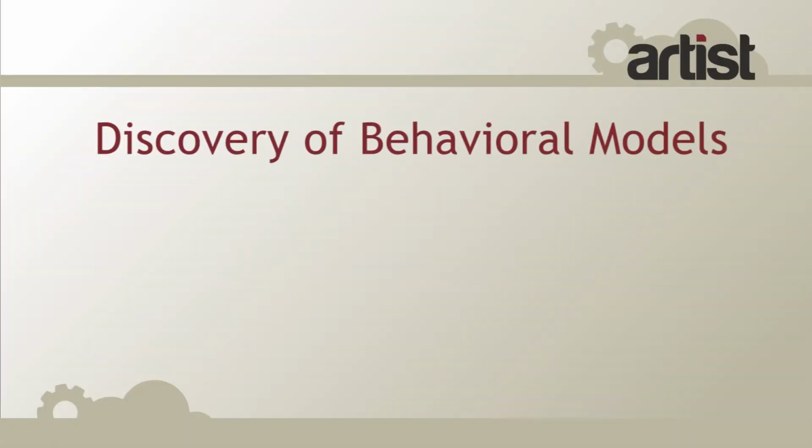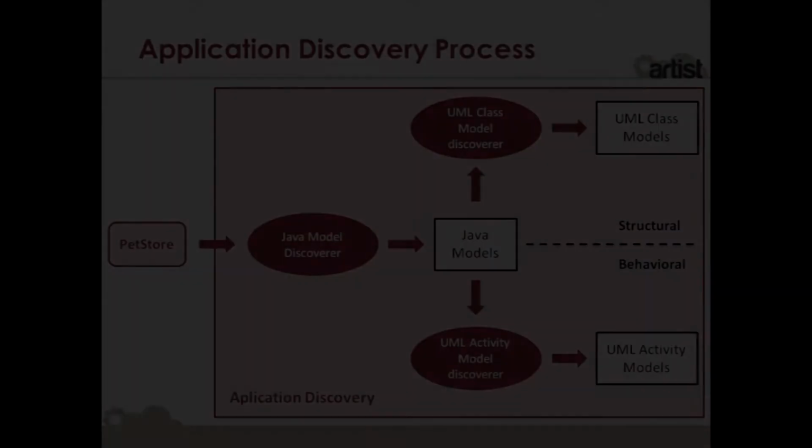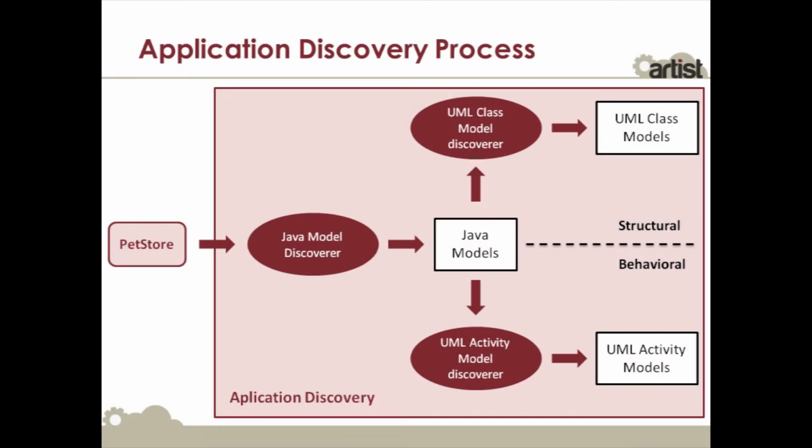We show now the UML activity model discoverer. In contrast to the UML class models, which provided a structural view of the software system, the UML activity models provide a behavioral view, which gives more insights about the software system and is also used in the rest of the process. In a similar way as we explained before, once we have Java models, we can apply model transformations to obtain other suitable models like UML activity ones.